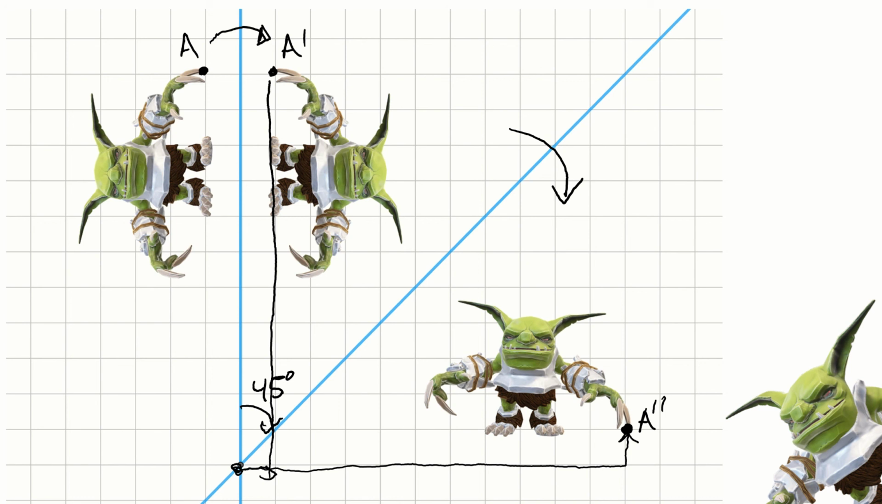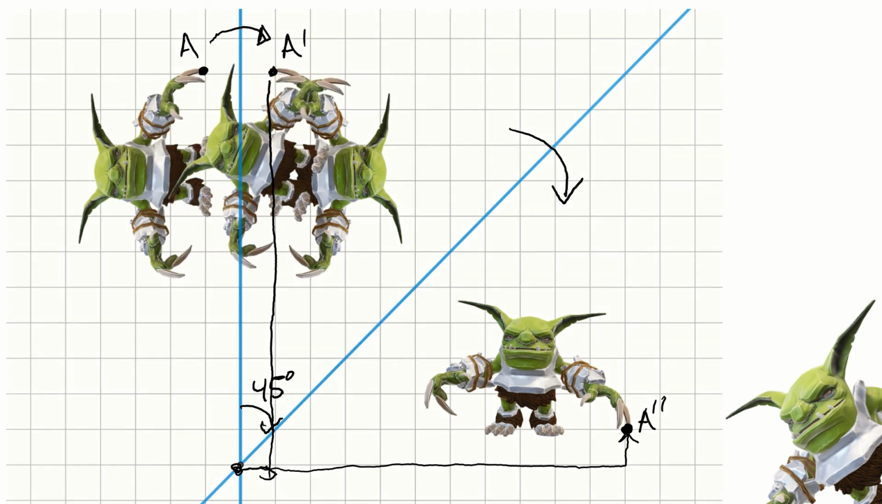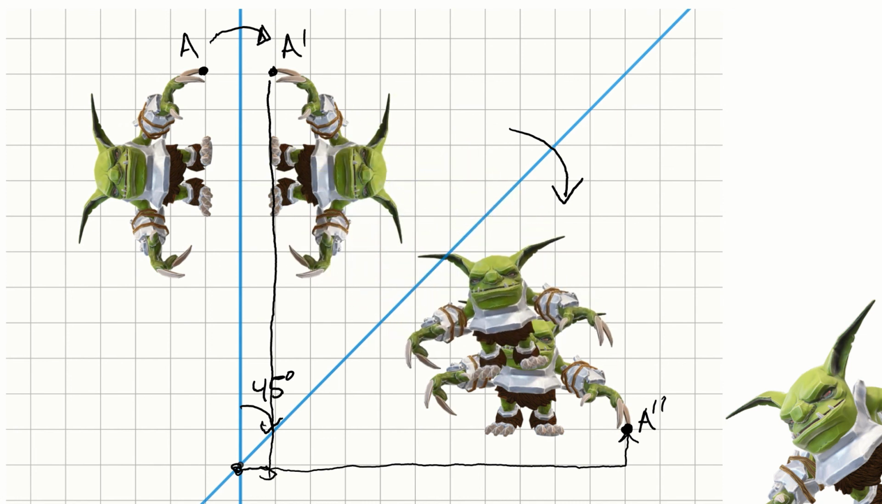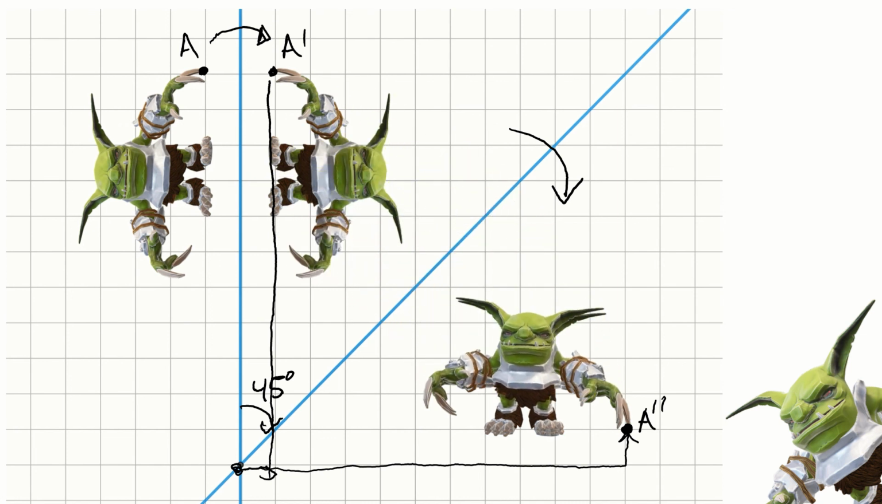Now this is equivalent to a 90-degree rotation about the point where these two lines meet. So where these two lines meet, I can rotate 90 degrees about that point, and I get the exact same shape, there it is, as I do when I do this double reflection, one across a line and then another one across a line that makes a 45-degree angle with the other line.